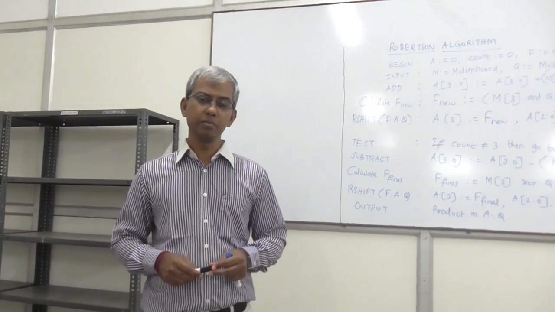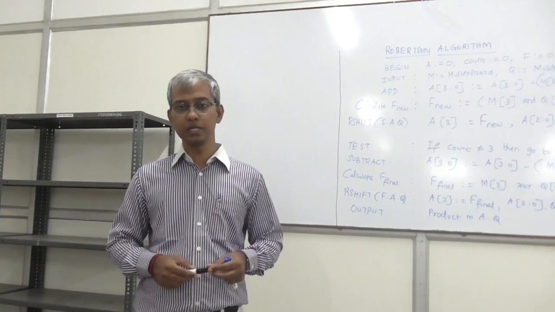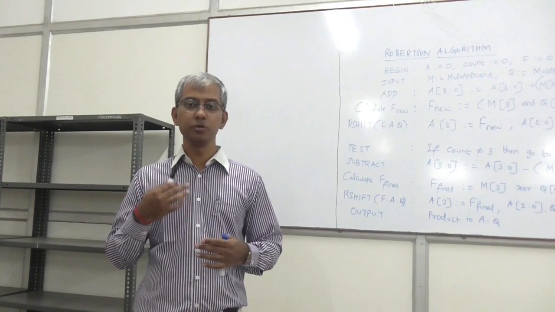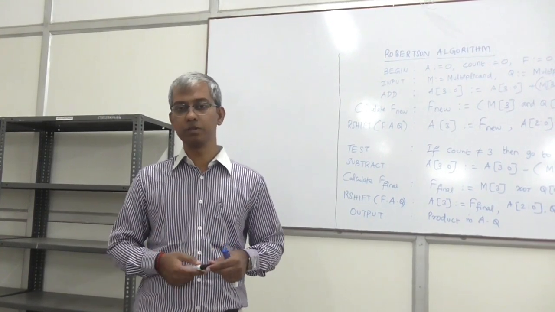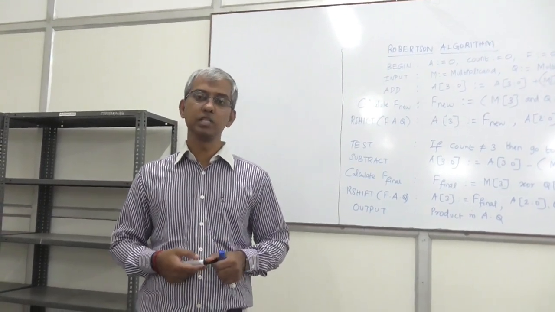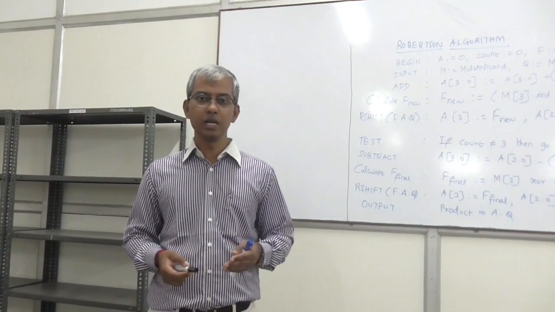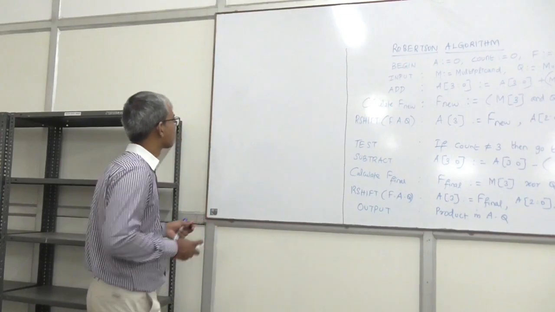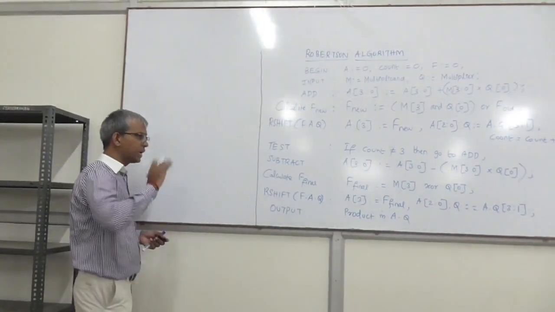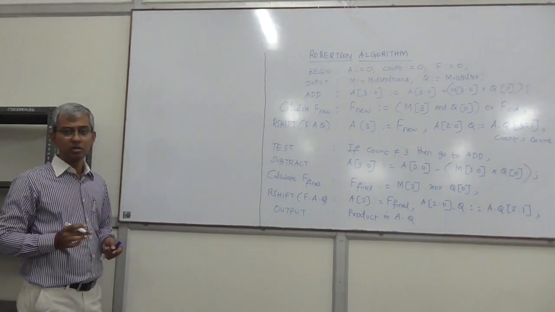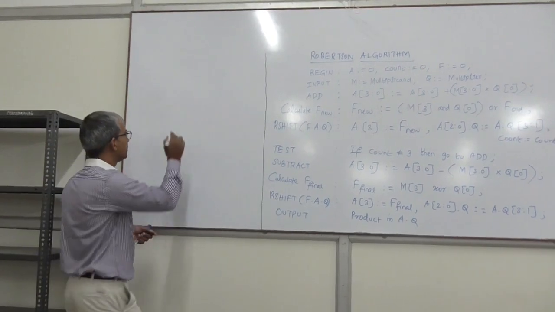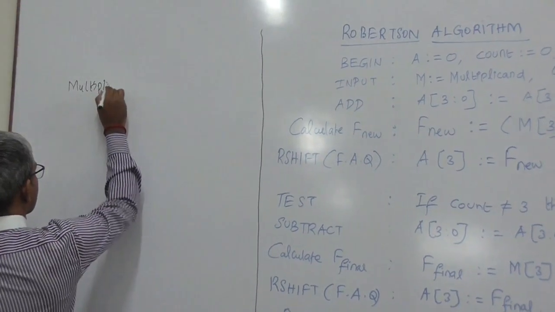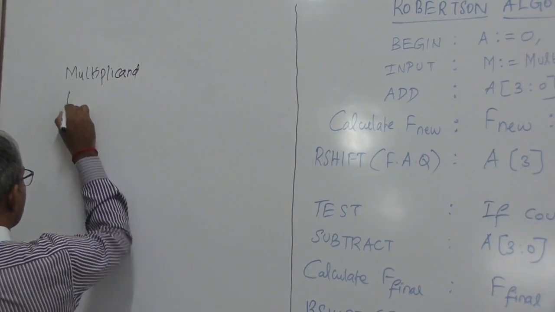That's why many people have proposed different multiplier architectures in literature to reduce area, to reduce power, and to increase the performance of your multiplier architectures. With this background, we'll see how a basic multiplication algorithm works. Right. So if you take any multiplication algorithm, there are two operands, right? One will be the multiplicand, and the other one is the multiplier.